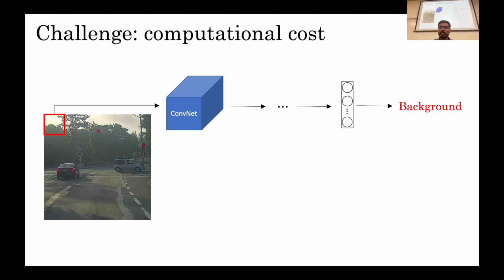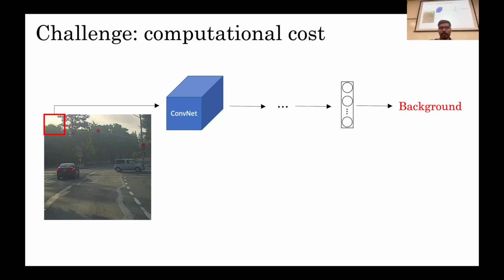So then there is another challenge, which is the computational cost, because you know that in recent times the classification networks are also growing big. So you cannot really afford to pass each of these individual patches which are slid over the image into these big networks and get the classification out.